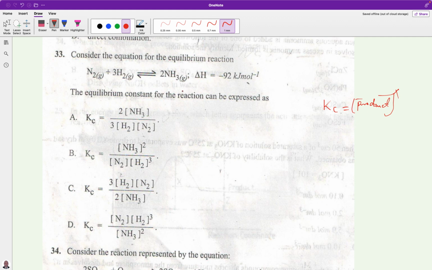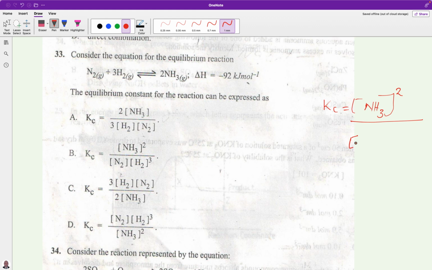The product is ammonia. So Kc is ammonia raised to the power of its coefficient. What was the coefficient here? In the equation it is 2. Divided by the product of the concentration of the reactants. What are the reactants? You have hydrogen and nitrogen.